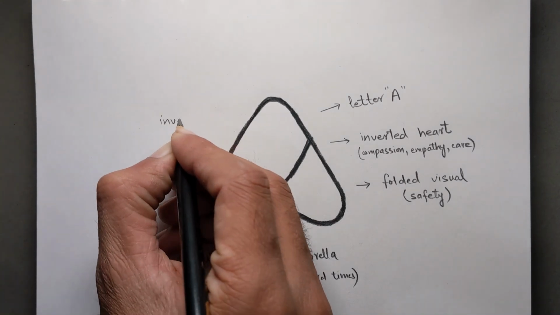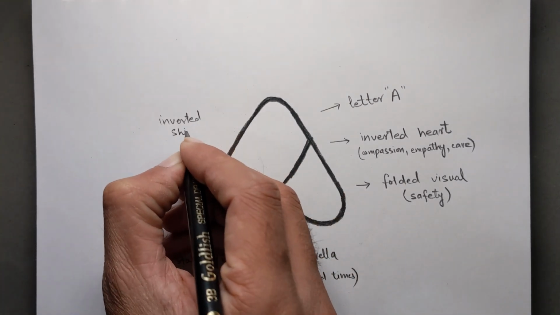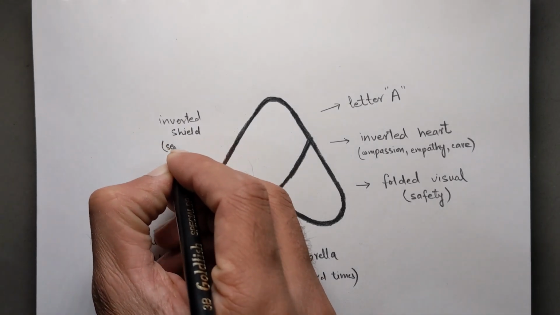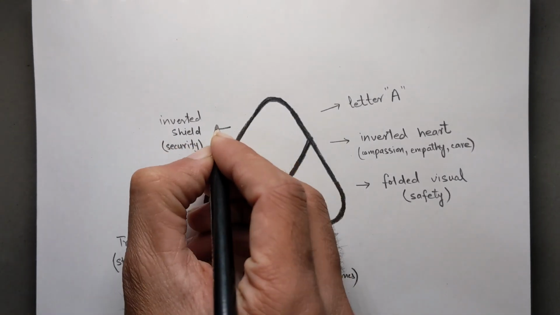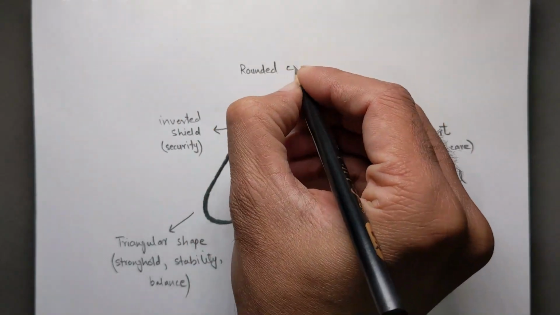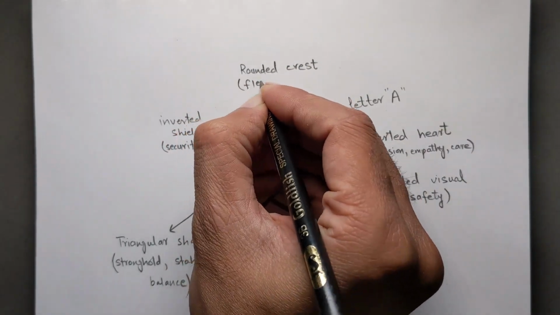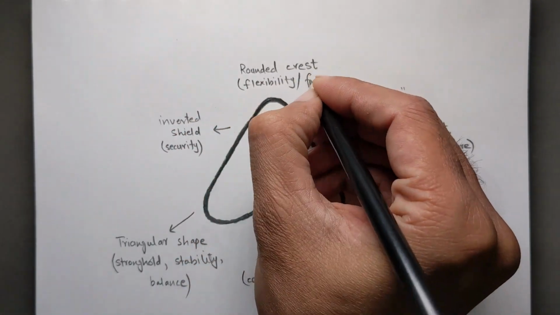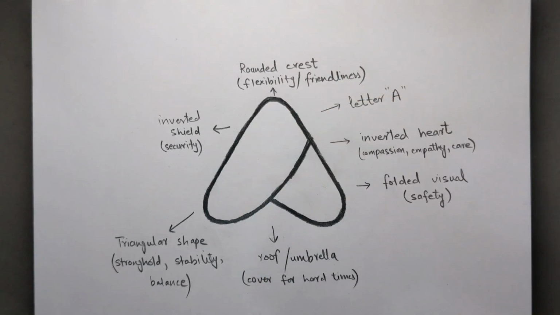Next we have the logo somehow looks like an inverted shield, which ultimately represents security. The top of the logo looks like a rounded crest, with rounded edges representing flexibility in services and friendliness. Now we are almost done with the story points.